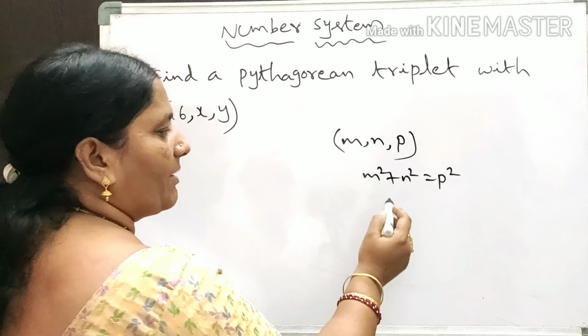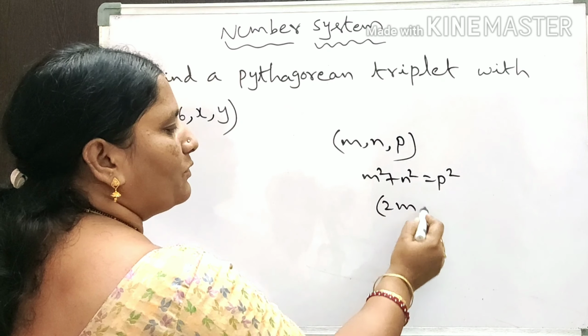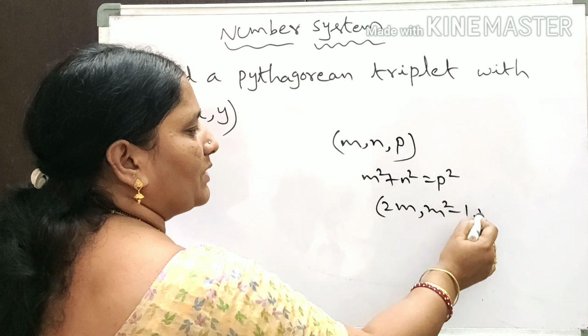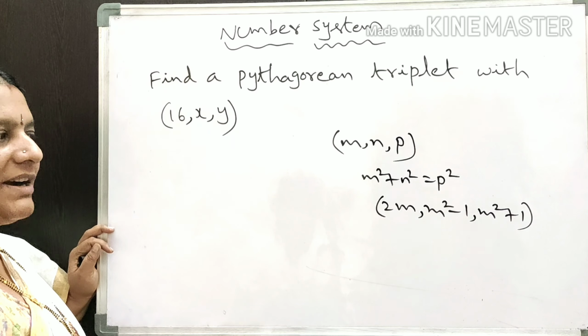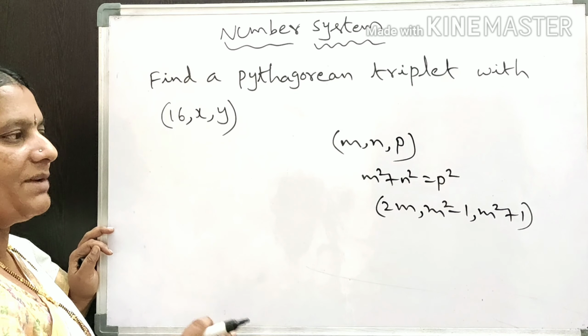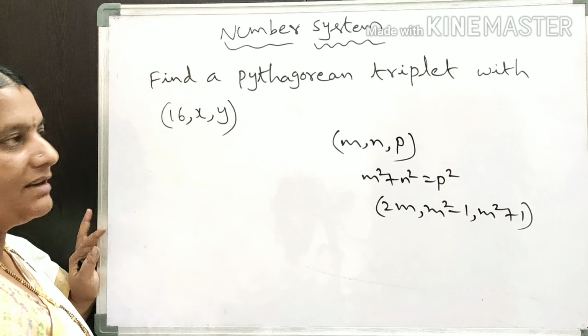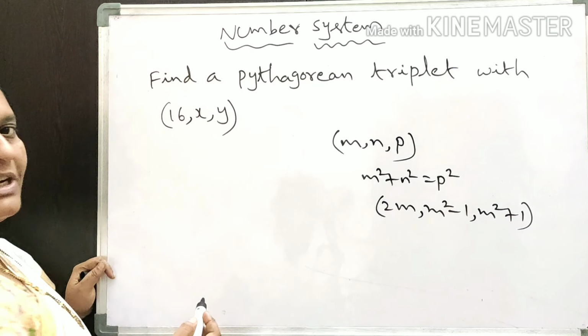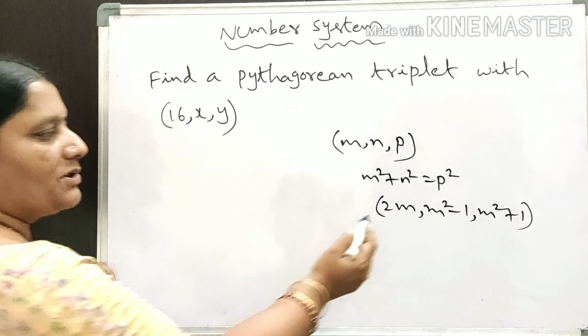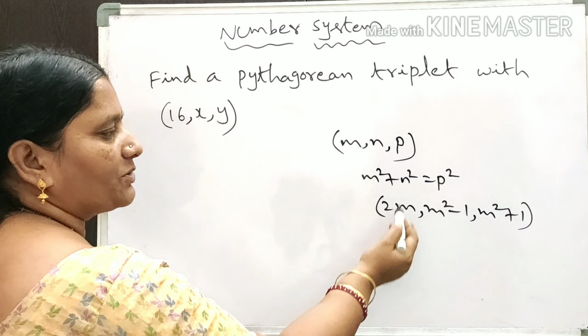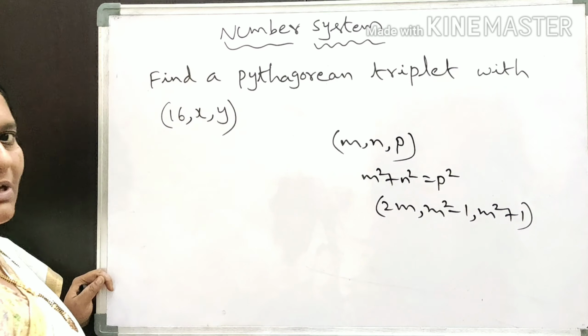The general form of a Pythagorean triplet is 2m, m square minus 1 and m square plus 1. Now by using this, with 16, x and y, we are going to find a Pythagorean triplet. So the general form is 2m, m square minus 1, m square plus 1.